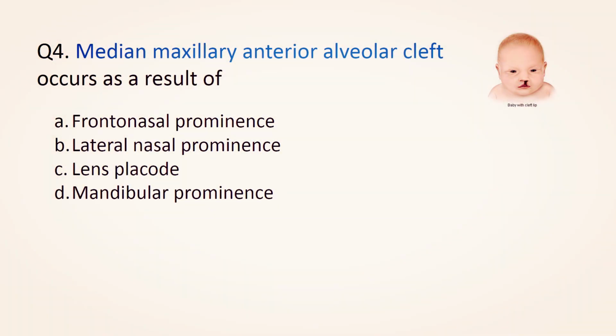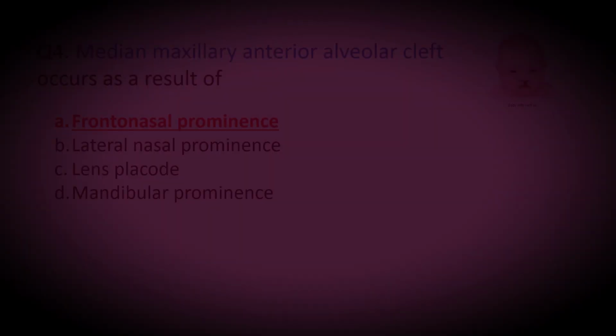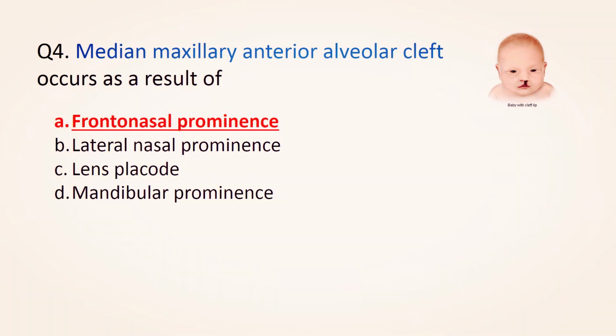Median maxillary anterior alveolus cleft occurs as a result of defective formation of A. Frontonasal prominence, B. Lateral nasal prominence, C. Lens placode, D. Mandibular prominence. The correct answer is A. Frontonasal prominence. It is a relatively common defect occurring in approximately 1% of the population. It results from mesenchymal deficiency, which causes partial or complete failure of the medial nasal prominences to merge and form the intermaxillary segment.